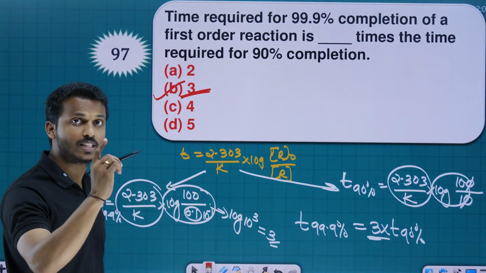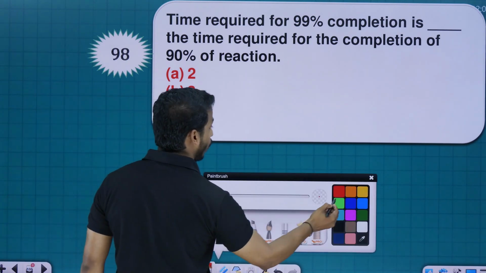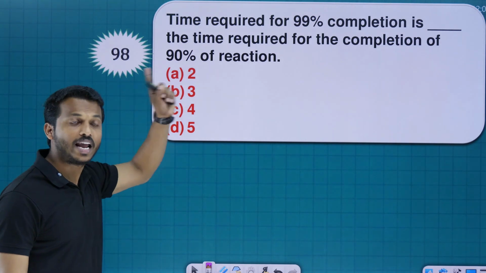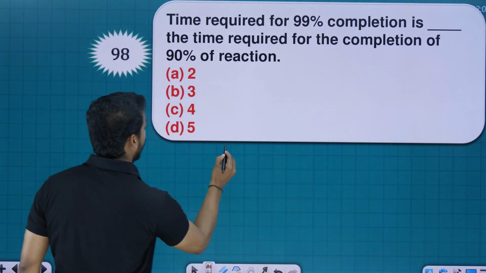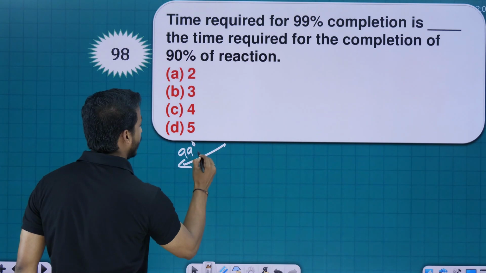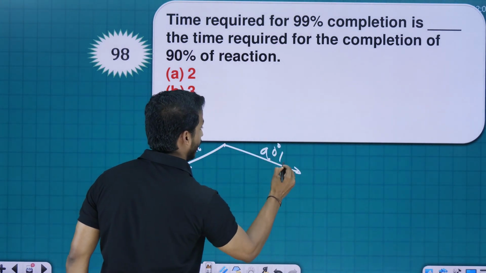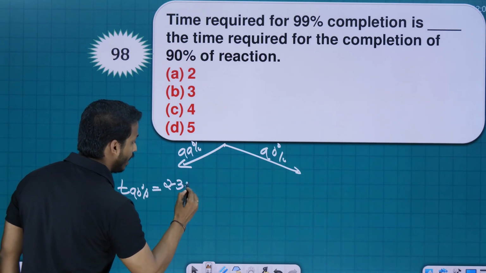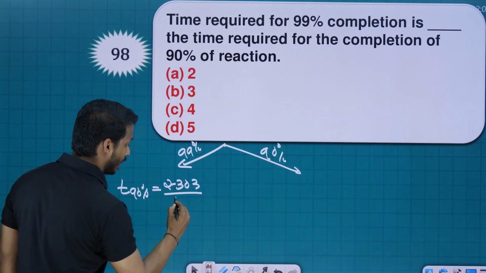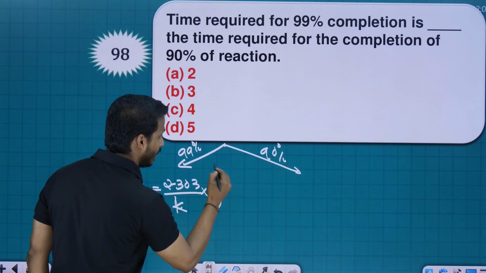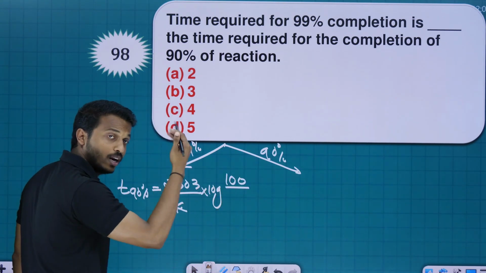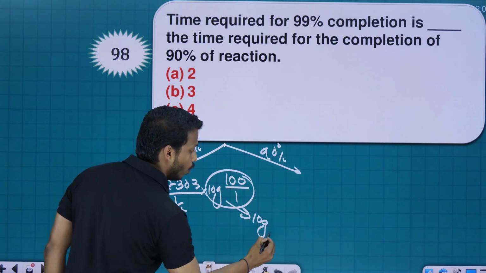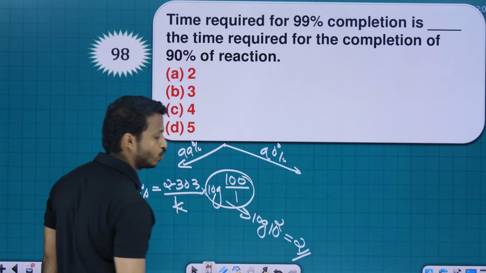One more question is there for the same pattern. The time required for 99% completion, how is it related to 90%? We can say like this. Let me write 99% and then 90%. 99% we can write as 2.303 by k into log of, what is initial? 100. 99 gone, what is left? 1. What is log 100? Log 10 square. Log 10 square is 2.